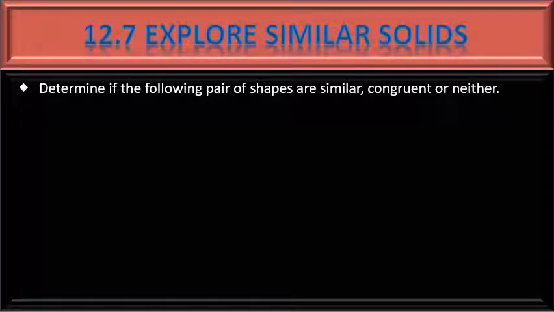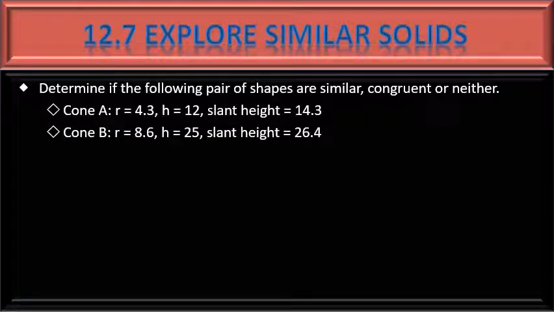So, are these pairs of shapes similar, congruent, or neither? We have two cones. The first one has a radius of 4.6, a height of 12, and a slant height of 14.3. Second cone, cone B, has a radius of 8.6, height of 25, slant height of 26.4.